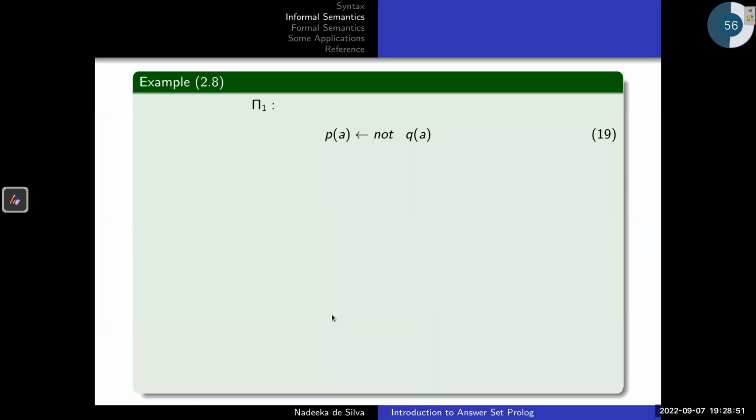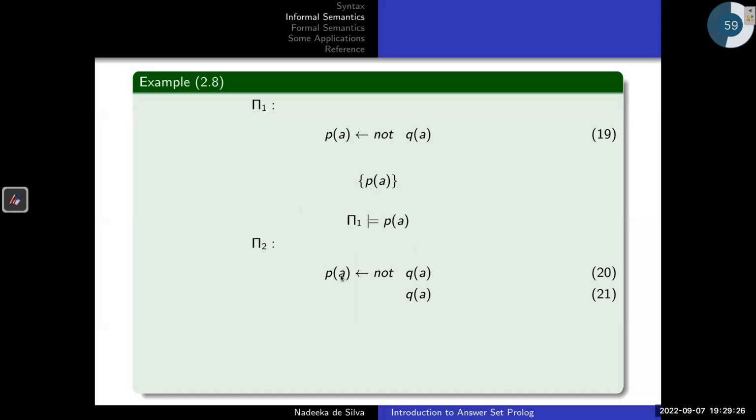Then I will look at another example with this program pi1. So I say, if not QA, then PA. So here the answer set for this is PA, no? Because we are not believing the body, we have to include the head, because of the not operator. So now I can explain the non-monotonicity of this system. So we can say pi1 entails PA.